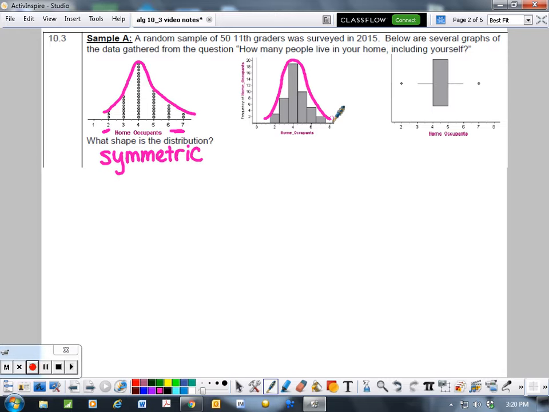For a box plot, we can't really draw a curve because it's a box. So what we kind of do is look at these distances, and hey, are they pretty much the same? If they're pretty much the same, we would call this symmetric. So what I'm going to ask you to do is look at these and decide, are they symmetric? Are they right skewed? Are they left skewed? Just kind of give your best guess on that.